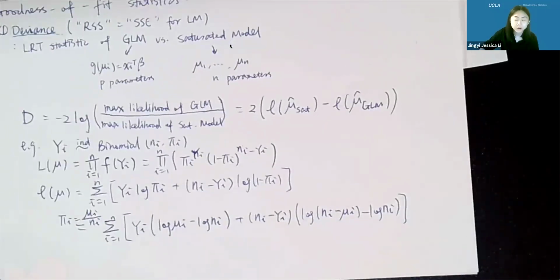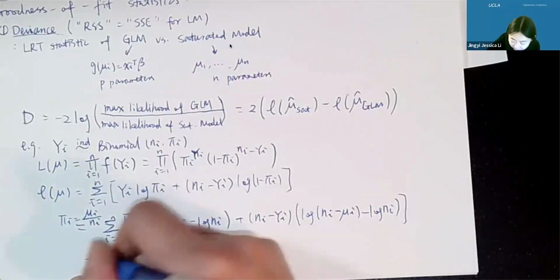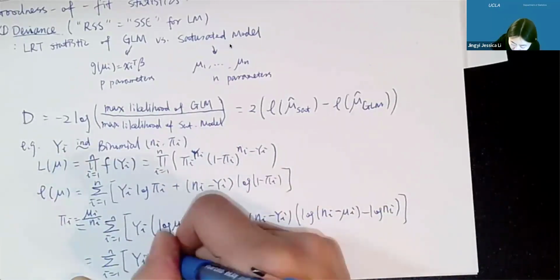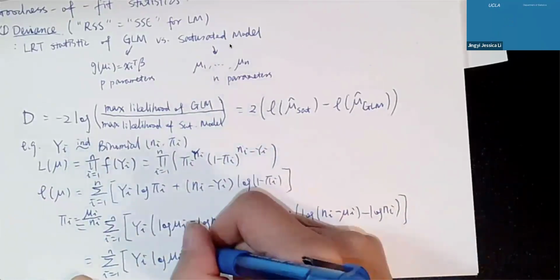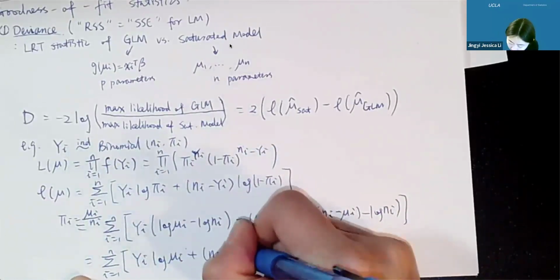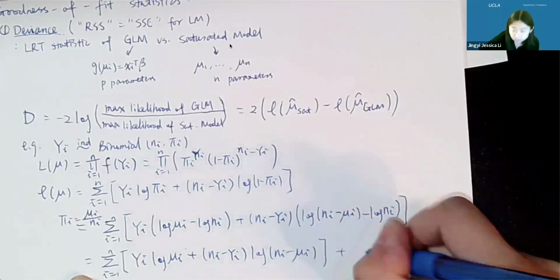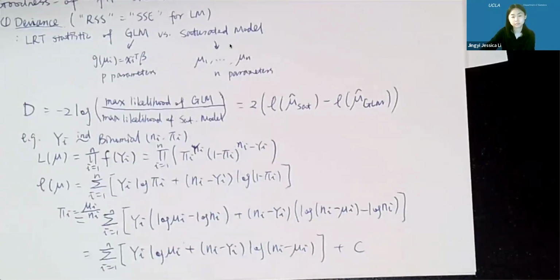And as we are only concerned about the terms involving mu_i for the log likelihood, because we want to maximize the log likelihood in terms of mu_i, anything not related to mu_i can be dropped. So you can see it's basically a summation over i from 1 to n of yi log mu_i plus (ni minus yi) log(ni minus mu_i), plus some constant not involving mu_i. So when we maximize the log likelihood, we just maximize the first terms.